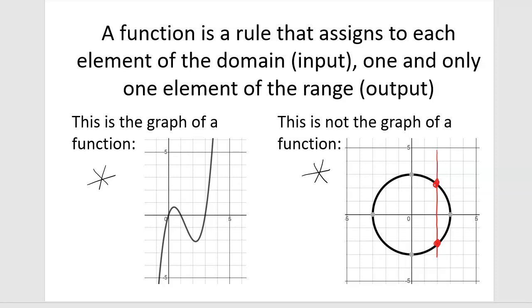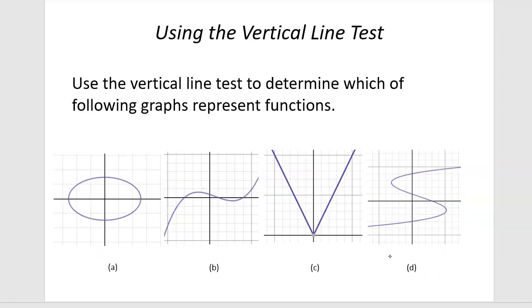So if you look on the graph on the left, I can draw a vertical line here. Oh, very crooked, sorry. It's hard to write on the screen. Or here, okay? And they will only hit the graph one time. There's no place on the entire graph where I can hit the graph more than once. So essentially just make sure you're always doing the vertical line test, and if it passes the vertical line test, then it is a function. So we'll go through these 4 examples quickly here together.